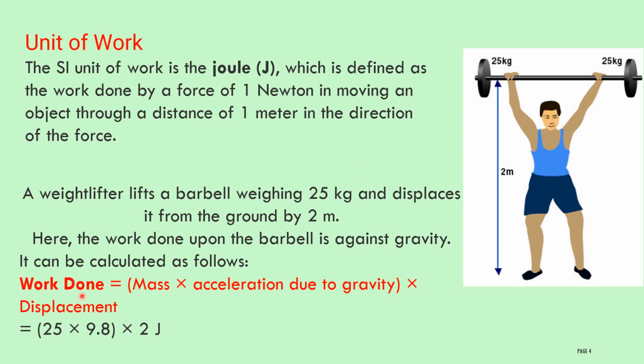Therefore work done is equal to force into displacement. You know the formula, but here replace F with m into a. You know F is equal to m into a. Substituting in place of F, you get work done is equal to mass into acceleration due to gravity into displacement. Mass is 25 kg, acceleration due to gravity is 9.8, and displacement is 2 meters. If you multiply all three numbers, you get the final answer, which is the work done.